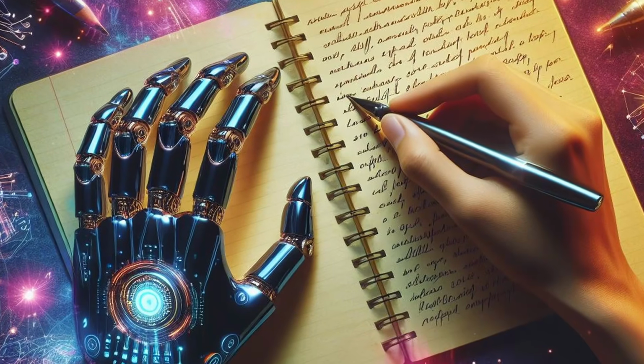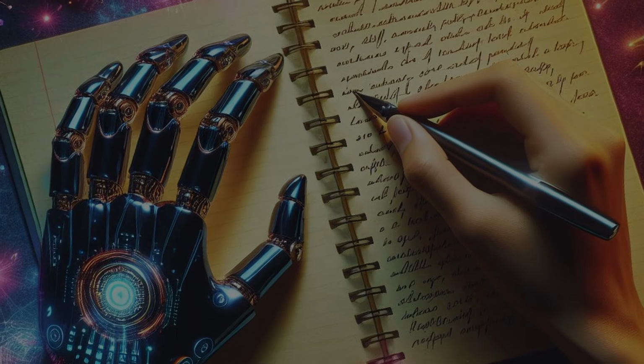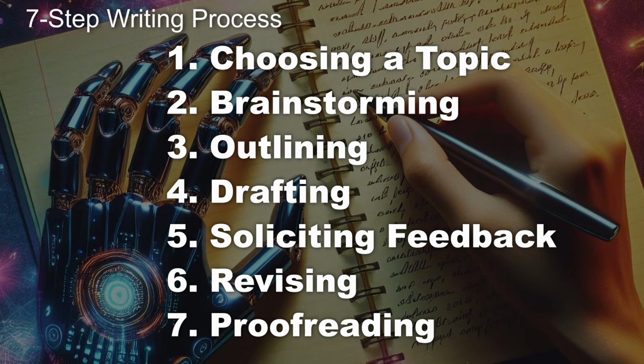So let's look at an example of how AI might be used in different ways within a writing assignment. Here is the 7-step writing process. The first one, choosing a topic. Based off of the instructor and the guidance from the instructor, AI might be used. They might allow you to use it to choose a topic. You have to check with your instructor.